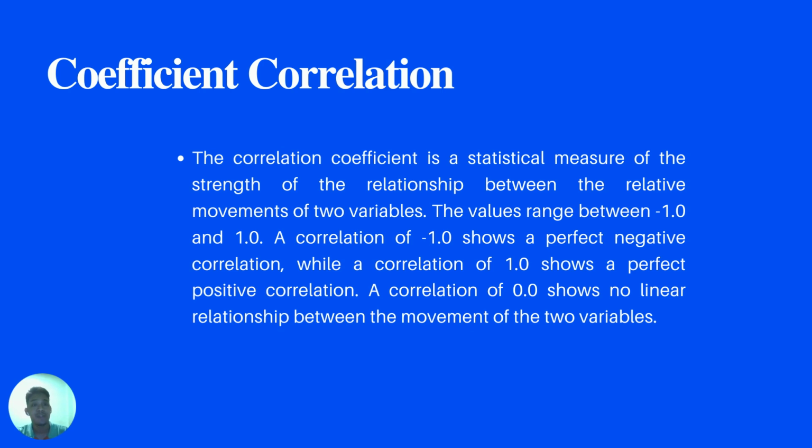So next is the correlation coefficient. The correlation coefficient is a statistical measure of the strength of the relationship between the relative movements of two variables. The values range between negative 1.0 and 1.0. A correlation of negative 1.0 shows a perfect negative correlation, while a correlation of 1.0 shows a perfect positive correlation, while a correlation of 0.0 shows no linear relationship between the movement of two variables.